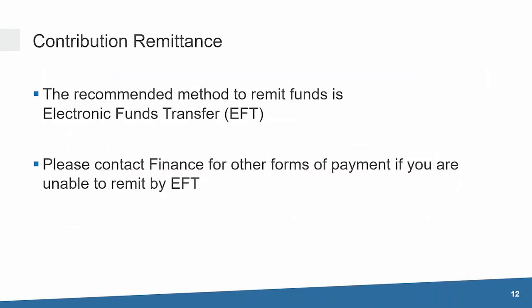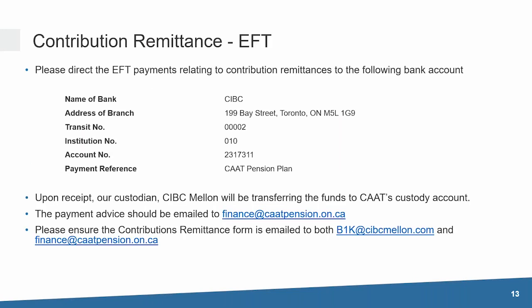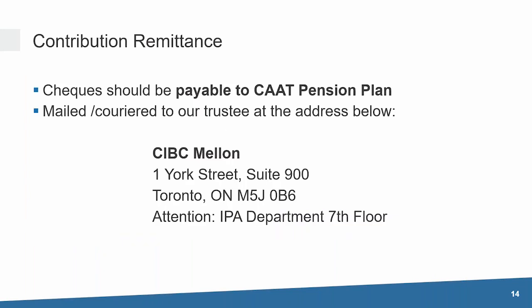Next, we will talk about the transmission of funds. The recommended method to remit funds is electronic funds transfer. Please contact finance for other forms of payment if you're unable to remit by EFT. This slide summarizes CAT's EFT instructions, as noted above. Should you pay by check, CIBC Mellon, which is CAT's custodian, their address is listed above in this slide. This information is also available on our website within the employer manual.